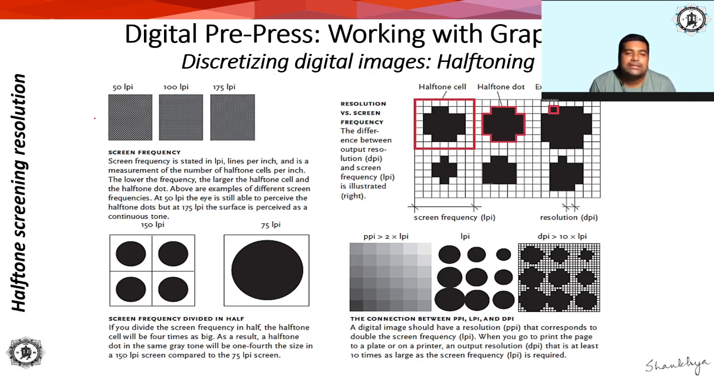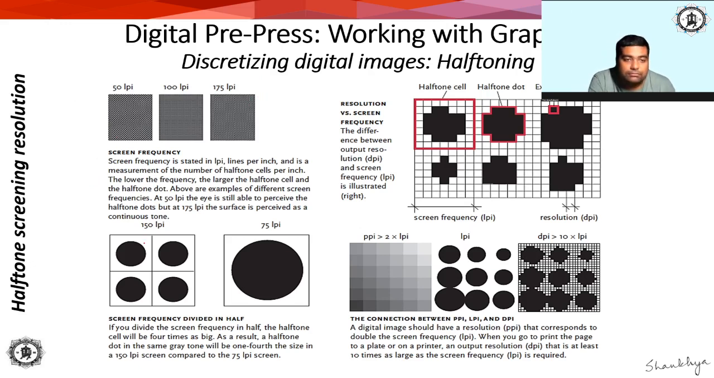Lines, in case of your AM screening, are made out of your halftone cells only, or halftone dots only. So how many lines of dots are there in a linear inch, right? That is what it is. So the lower the resolution, the image will not look very continuous. The greater the resolution, the image will look more continuous and more detail will be obtained in those higher resolution screens.